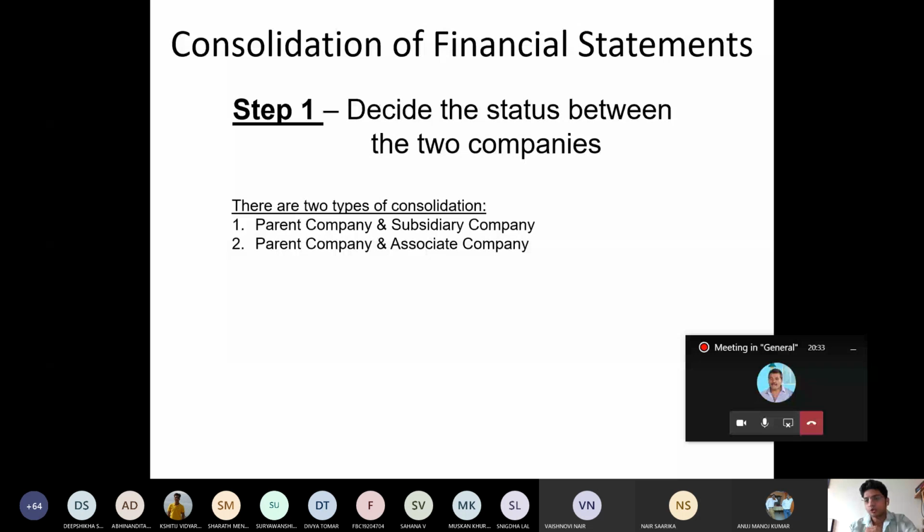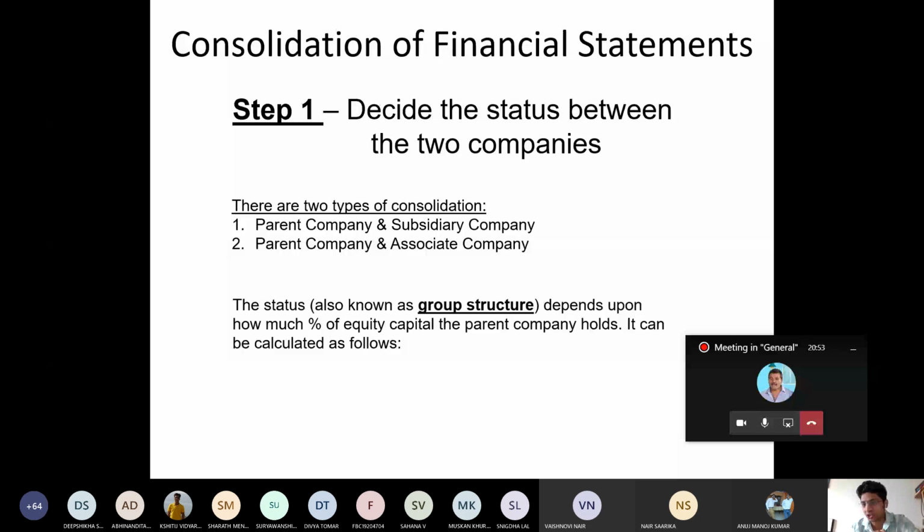relationship. So before you start any problem, this is what you have to see: which companies are parent and subsidiary and which companies are parent and associate companies. That is the first thing you will do. This status is also known as group structure. What is the structure of the group? Within the same group of companies, which is a parent company, which is a subsidiary company, which is an associate company. So now how will we decide that?